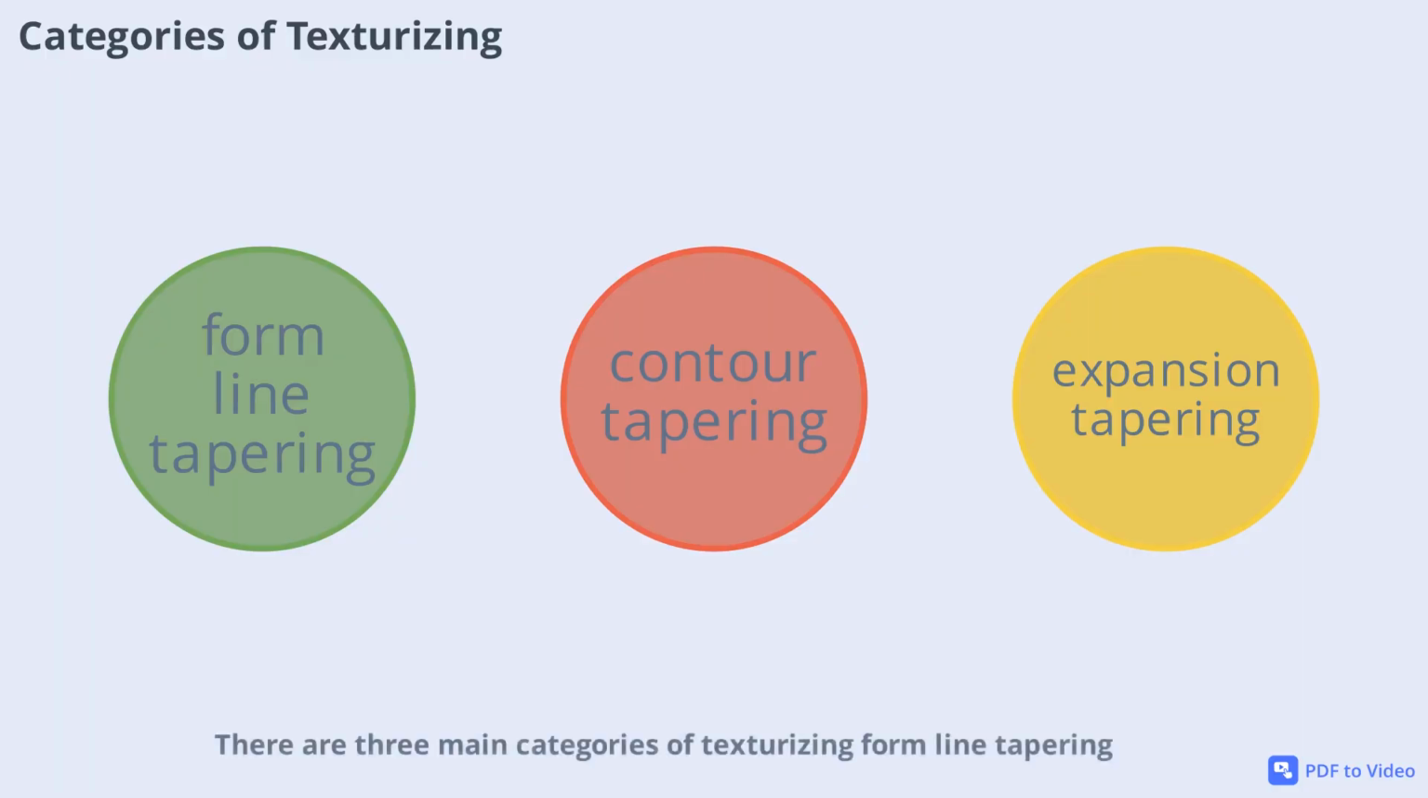There are three main categories of texturizing: form line tapering, contour tapering, and expansion tapering. Each category targets different areas and effects, allowing you to customize the haircut for volume, movement, or blending. Mastering these categories gives you a versatile toolkit for any client's needs.